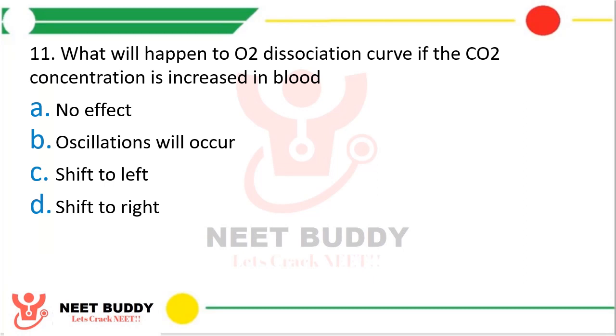Question number 11. What will happen to oxygen dissociation curve if the carbon dioxide concentration is increased in blood? Option A, no effect. Option B, oscillation will occur. Option C, shift to left. Option D, shift to right. The correct answer is option D. The curve will shift to right.